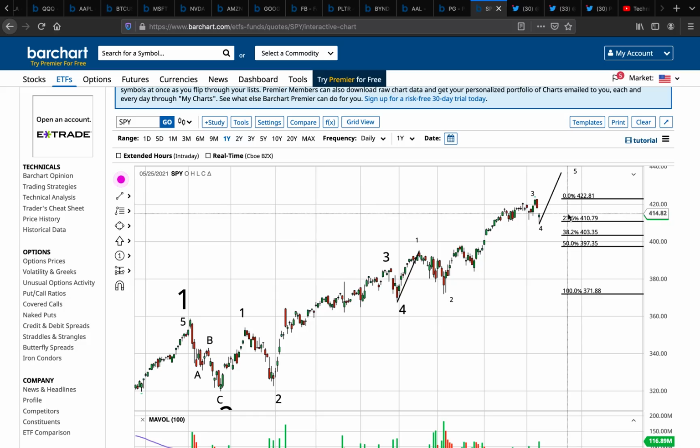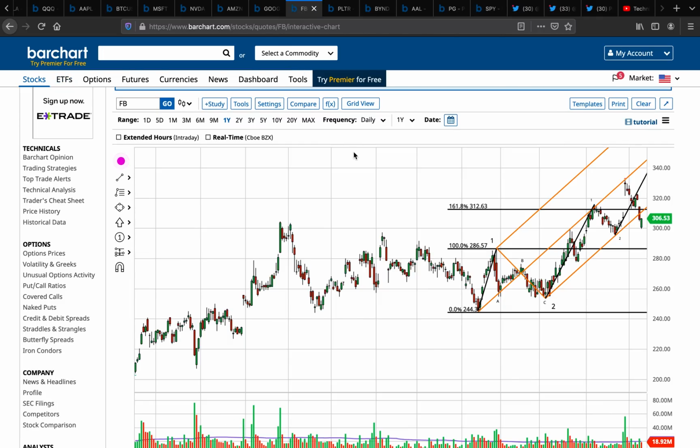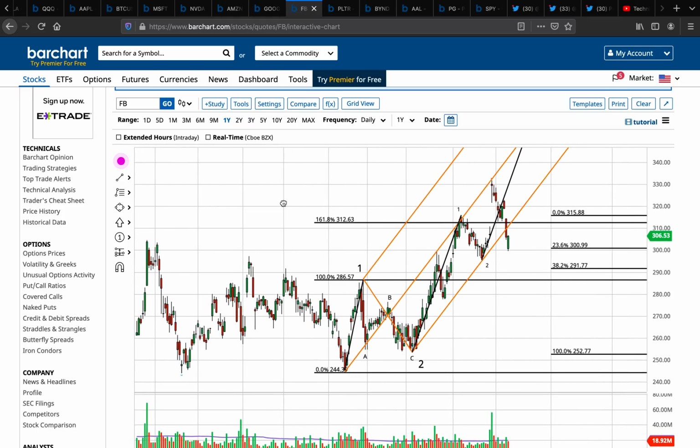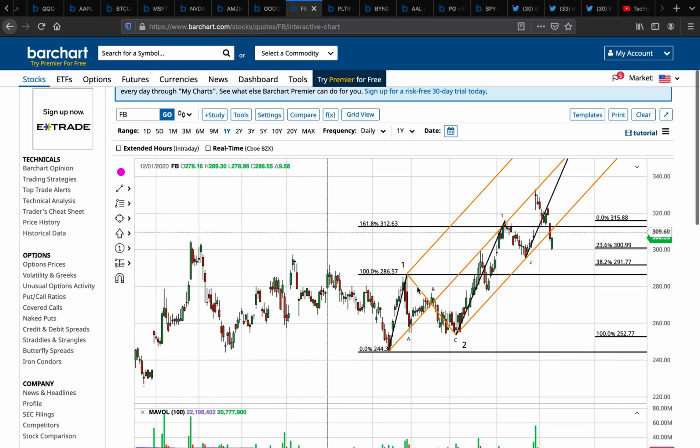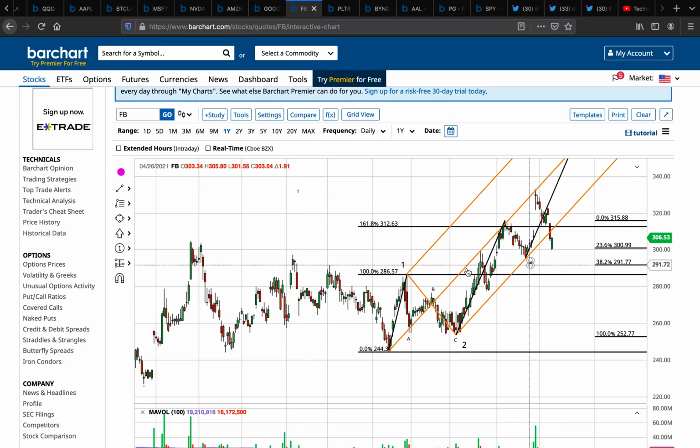Okay, now let's talk about the bull argument. What's the bull argument right now? The bull argument comes from a lot of stocks we've talked about. The first one is Facebook. So let's go over Facebook's conservative count. Facebook's conservative count is that this is a 1, and an ABC correction puts in a wave 2 low, and then that is a wave 3 high that we put in at the 161.8% extension of wave 1.